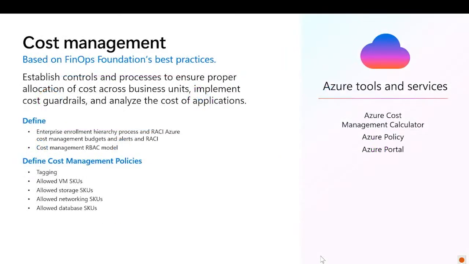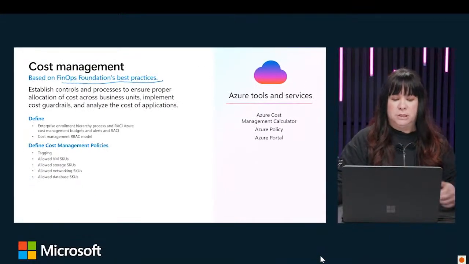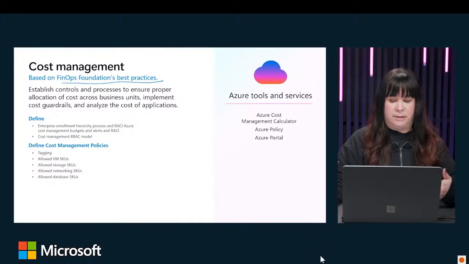So let's take a look at the first pillar here. This is the pillars of our well-architected framework. One of the first pillars you're going to see, and it kind of goes in the order you deploy things or think about how you deploy things, and the first one you're going to look at is cost management. As you can see in this slide, this is based on our FinOps Foundation best practices. So when we think about cost management, there are different tools and services that you can utilize.